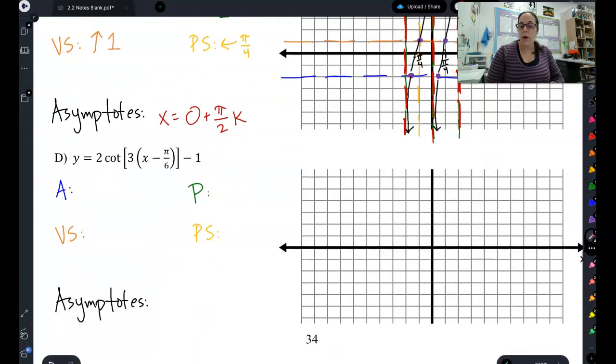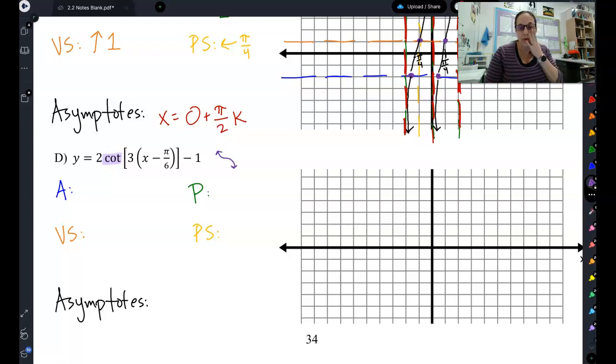So let's try one more and do a cotangent. So remember, cotangent is not centered and it's decreasing. There's your cotangent shape. So pause the video on this one, try to find all of these on your own, and then come back to check your work.